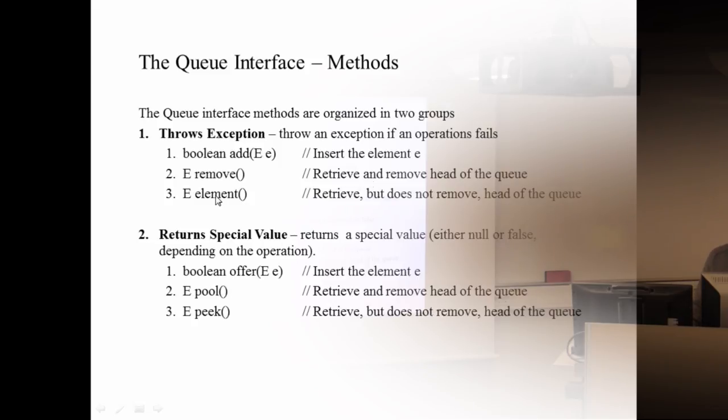But if you don't want to remove, you just want to get an element or see an element, then we use the element method instead. And these are the equivalent of these three. So offer is used for inserting the element, and peek is just to look at the element, and poll is to get and also remove at the same time.